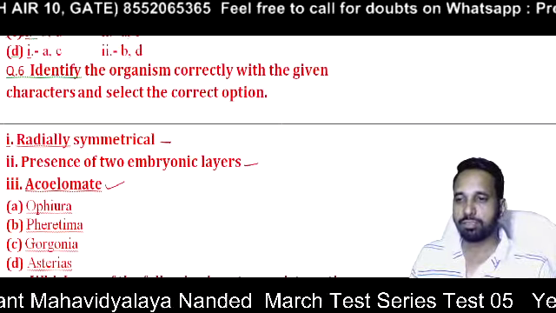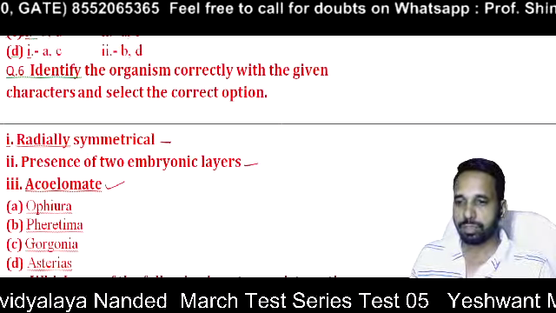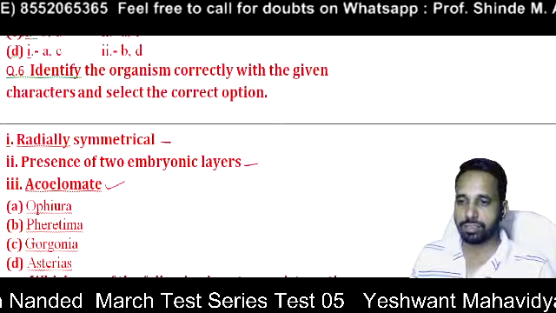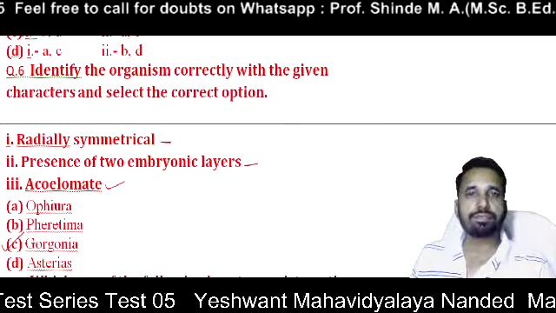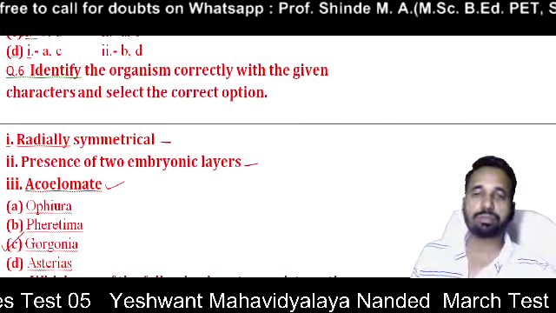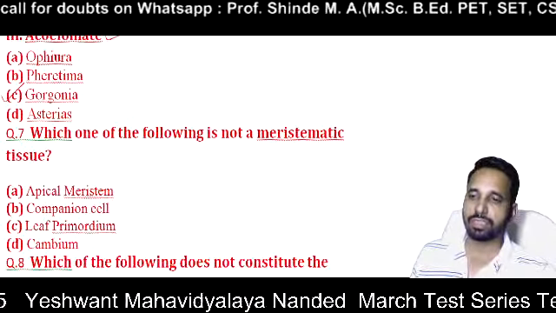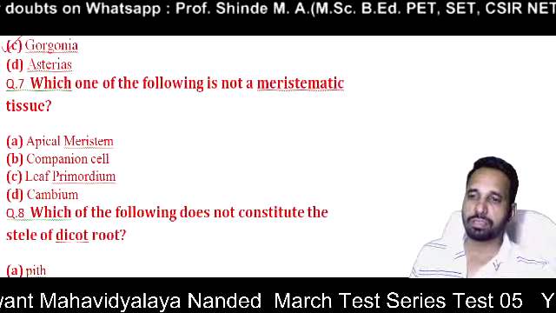Okay, so here we have to find it out of Eura, Ferretima, Gorgonia and Asterias. So what do you say? It must be Gorgonia, sea fan, isn't it? Which is coming from this Cnidaria. Next one.